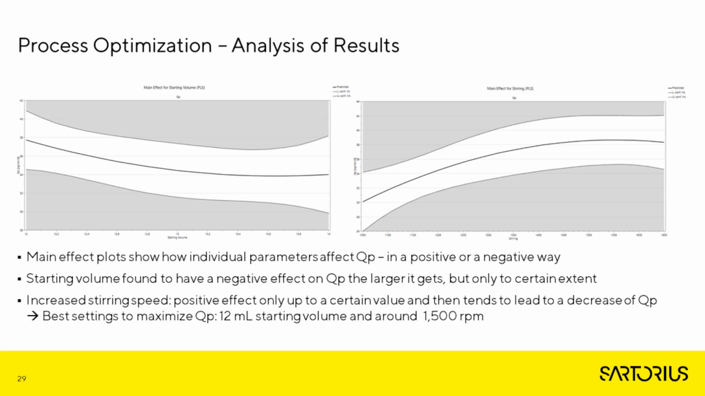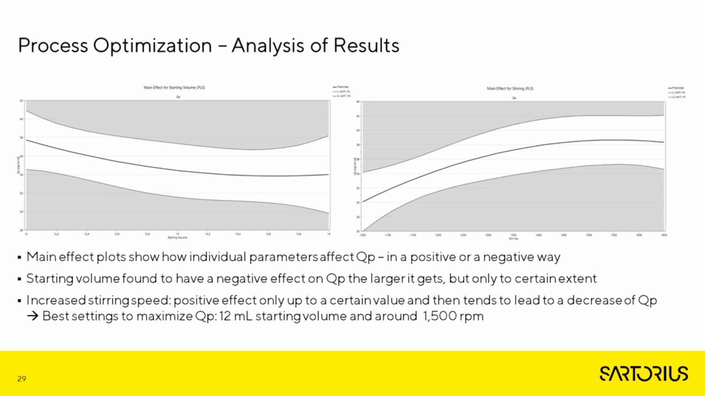Looking at parameters individually can also give some insights to understand the model and how to put a factor of importance to the assessed parameters. These main effect plots show how starting volume on the left and stirring on the right affect QP individually, positively or negatively. The starting volume was found to have a negative effect on the QP the larger it gets, but only to a certain extent. For stirring speed, an increase of this parameter seems to have a positive effect, but only up to a certain value, and then tends to lead to a decrease of QP.